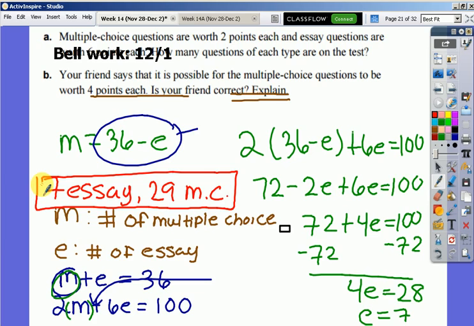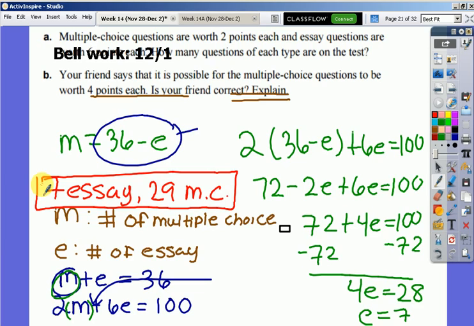Okay, now let's look at part B. Part B says your friend says that it is possible for the multiple choice questions to be worth 4 points each. Is your friend correct? Explain. Why would they not be correct? Yes. Because then the test wouldn't be equal to 100. It would be like 129. Well, it would be over 100, right?